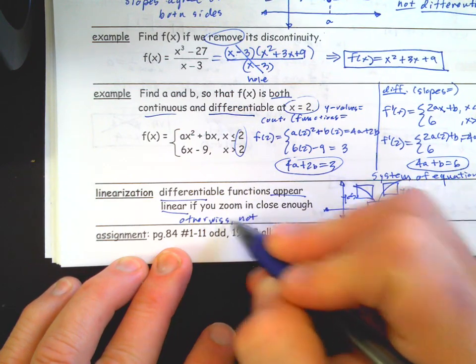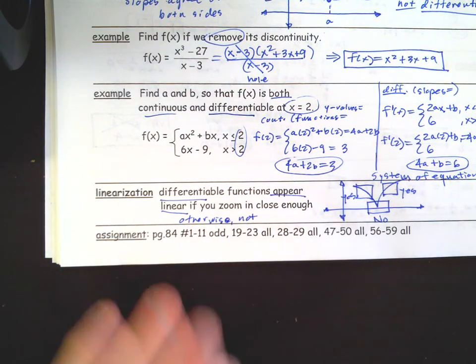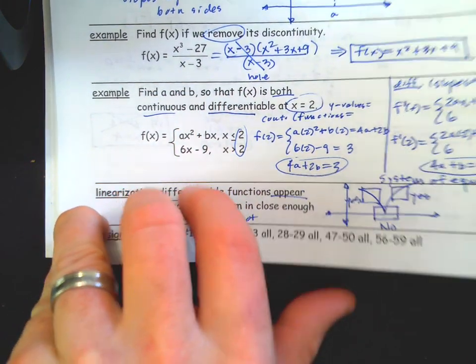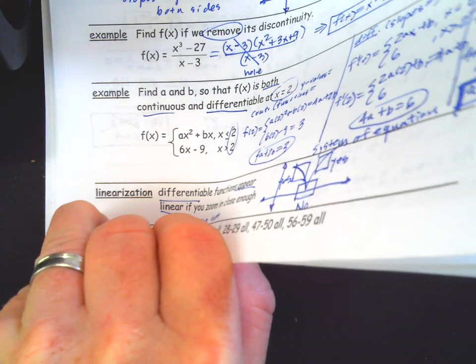So that's it. Here's your assignment. Try it. Check the odds in the back of the book. And we'll talk about what questions you have.